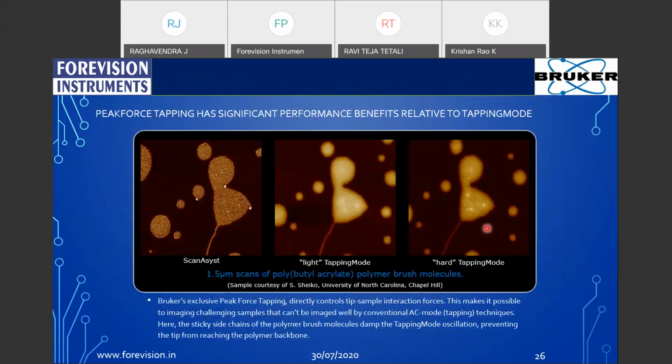So here is an image of a polymer brush where you can see fine features resolved by ScanAsist, which were not possible either by doing a light tapping mode or a hard tapping mode. Light tapping mode means the force of the tapping will be smaller, or the amplitude of oscillation will be smaller, and hard tapping means the amplitude will be higher. But you can get a beautiful image using ScanAsist. So this is the benefit of ScanAsist for some samples like polymers.